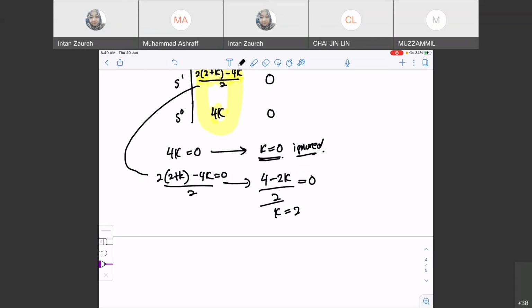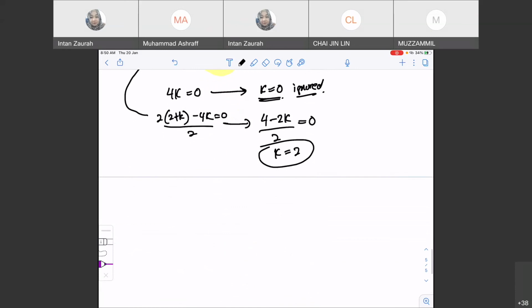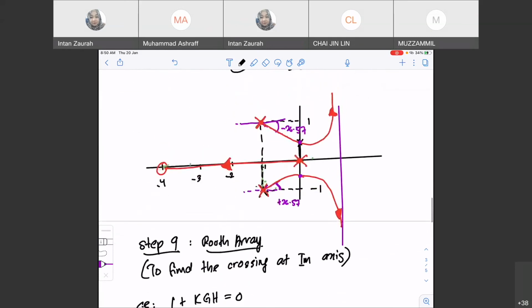So you see, even with k equals to 2, your system is about to become unstable. It's critically stable, right? So the moment it is something more than 2, for example, 2.1, your system is already unstable. So how to know where is the coordinate? I know now that it will cross my imaginary axis at k equals to 2. But I need to know the coordinate, isn't it?